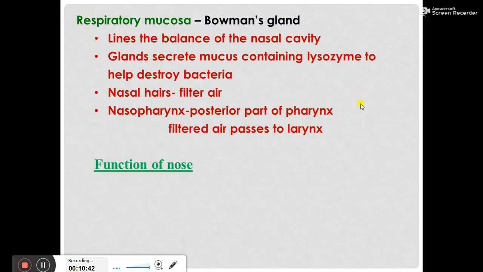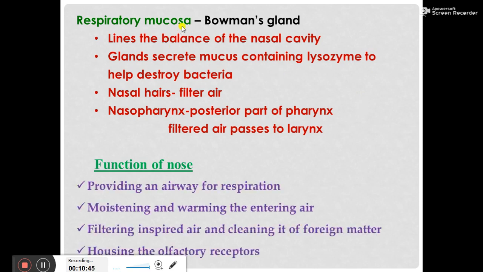Next, you should also know that the nose shows respiratory mucosa. There is a Bowman's gland present in the nose which secretes the mucosal parts. This mucosa lines the nasal cavity, or we can say the nasal chamber. This gland secretes mucus which contains lysozyme. This lysozyme helps to destroy foreign bacterial particles which are harmful to the body. So it is destroyed.